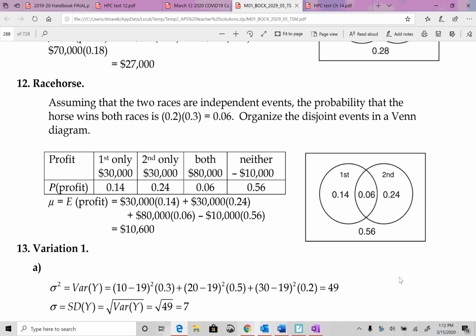For number 12, again, a Venn diagram might be helpful here. The probability the horse wins both races is the product of 0.2 and 0.3, which is 0.06. So that goes in the middle of the Venn diagram. So showing us that the probability that the horse will win neither is 0.56. So then the expected outcome, the profit here, will be $10,600.